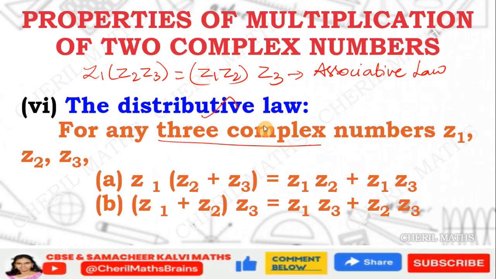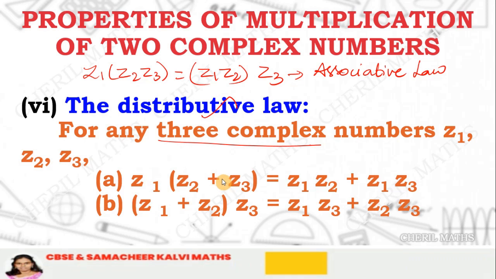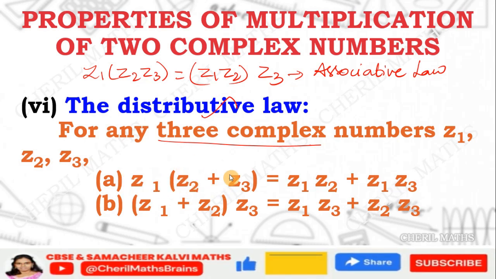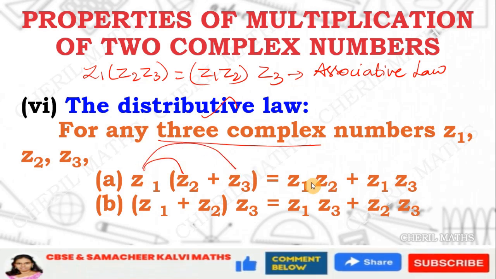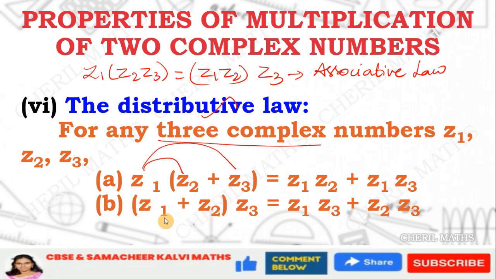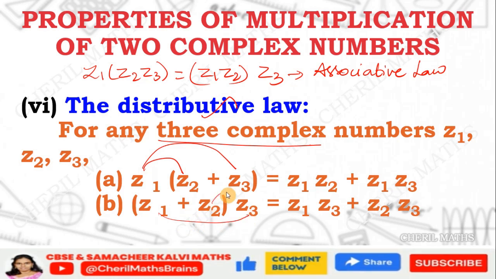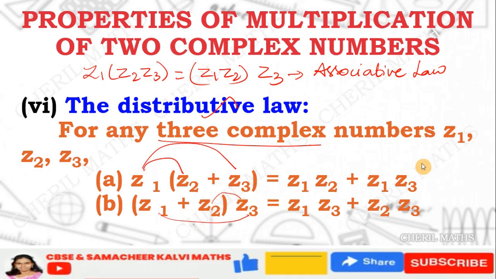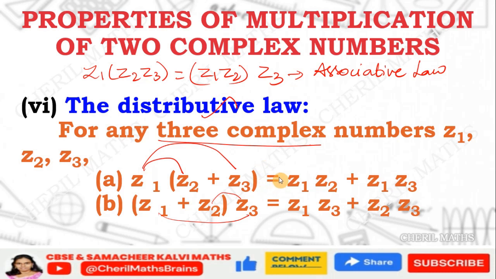Here we are going to learn about the distributive law. Distributive law means what? We have product of the sum here. Okay, Z1 into Z2 plus Z3. So what we will have? Z1 into Z2 plus Z1 into Z3. Again similarly, if you add Z1 and Z2 and multiply it with Z3, you will have Z1 into Z3 plus Z2 into Z3. So this again you need to remember. Is it clear, children? So these are all the properties of multiplication of two complex numbers.